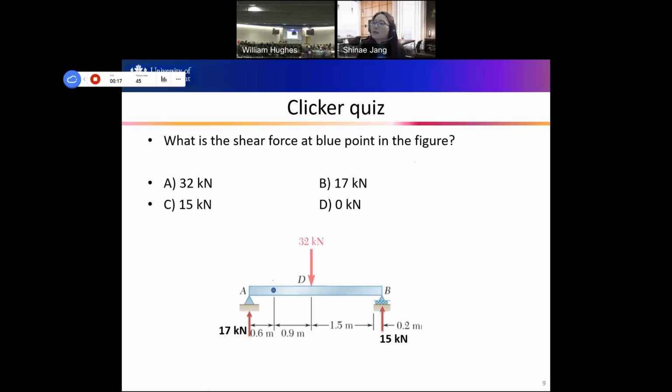So I let you know the cut section again. So blue point is here. So this point, what is the shear force? So that is V, right? So shear force, what is the shear force? Internal forces perpendicular to the beam.